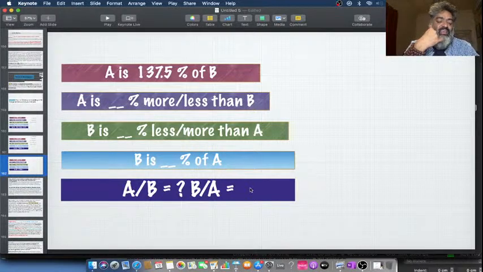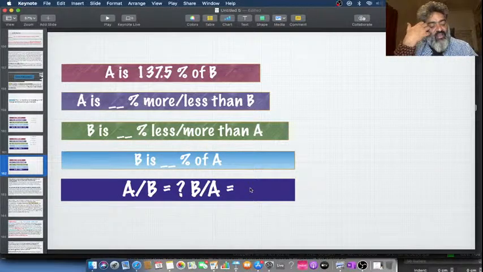Sayam says B is 72.72% of A. Okay. A by B is 11 by 8, B by A is 8 by 11. Sritam says A is 37.5% more than B, A by B is 11 by 8, B by A is 8 by 11. Sujit says B is 72.72% of A, correct. Sujit says B is 8 by 11 of A, correct.